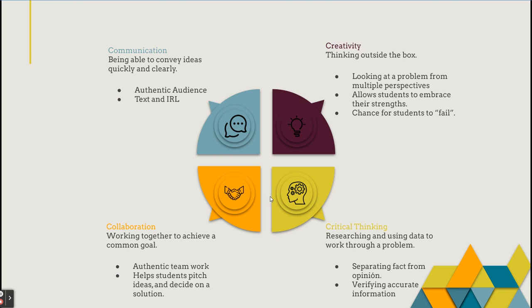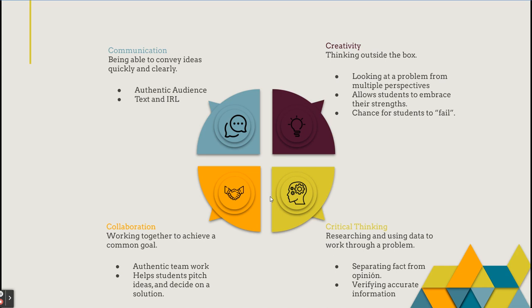The next C is collaboration. So, working together to achieve a common goal. The idea of working in teams should be authentic, but it also helps them to communicate with each other, pitch ideas, decide on solutions. It allows students to really work together, either when they have individual jobs, or they can assign their own positions, or they can just fall into how things work. Really, it all depends on the protocols that you want to use for how your teams work and collaborate in class.